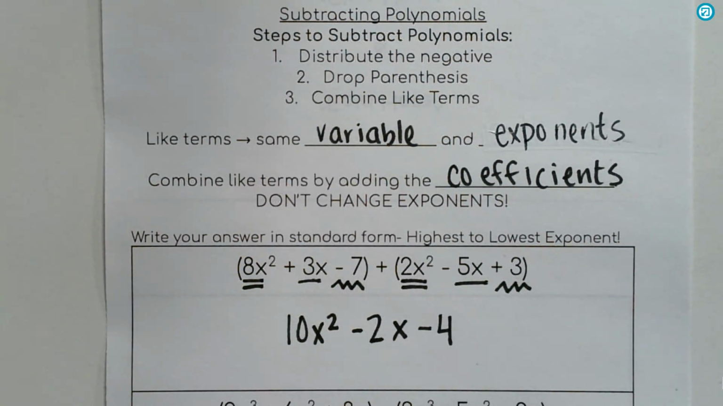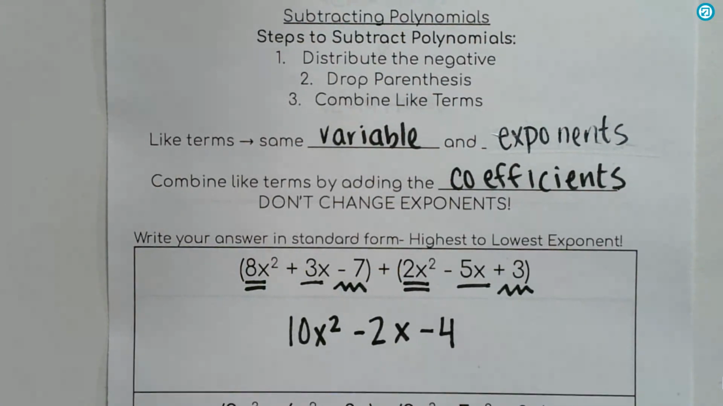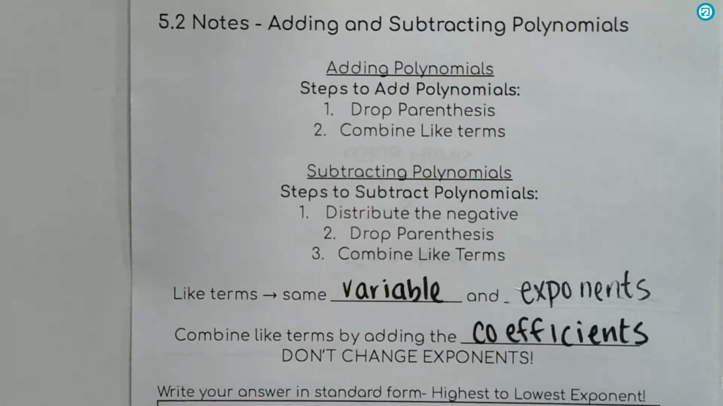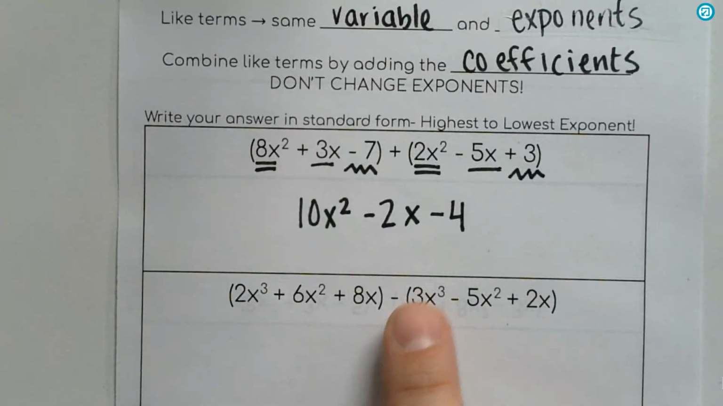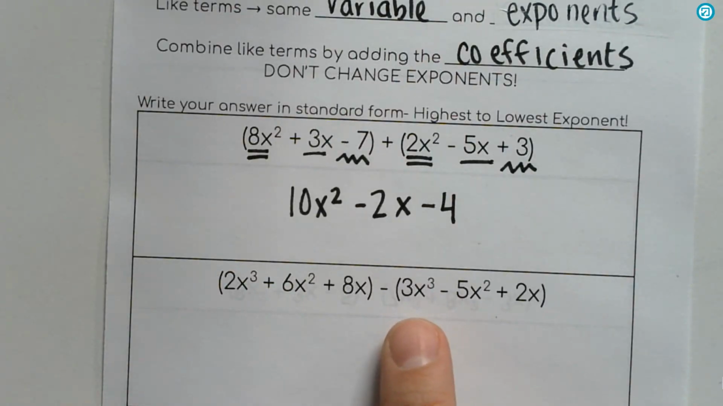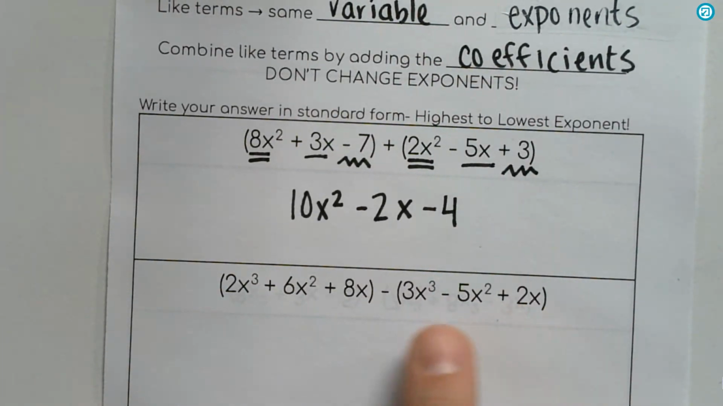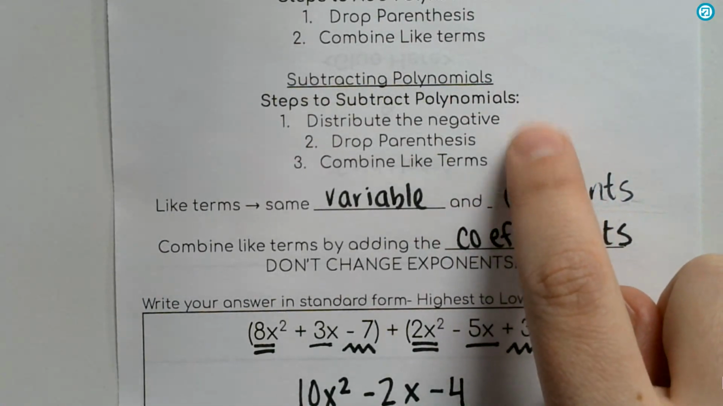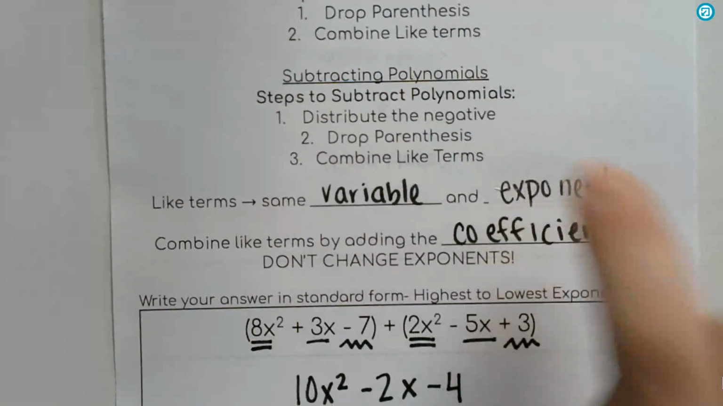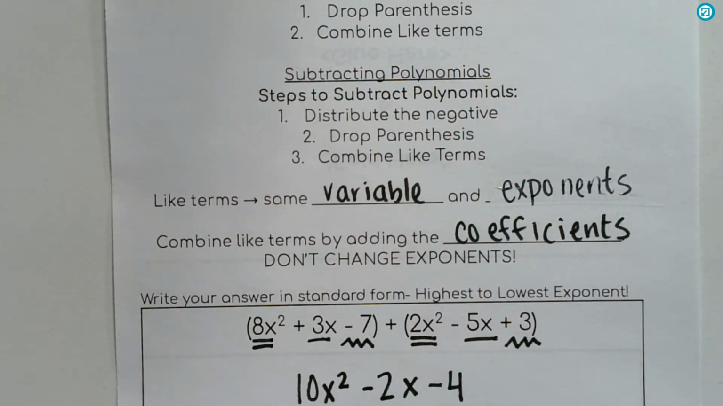Okay. Any questions on any of that? Okay, let's talk about subtracting then. So for subtracting, we need to distribute that negative. So we are taking this entire polynomial minus this entire polynomial. So we have to remember to subtract every single thing in here. So we're going to distribute an imaginary negative 1. Once you distribute that negative, then you can ignore the parentheses and combine like terms just like you did with addition. So our first step is different, the distributing the negative, but then from there it is the exact same.